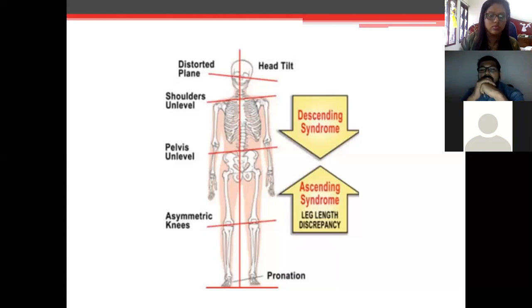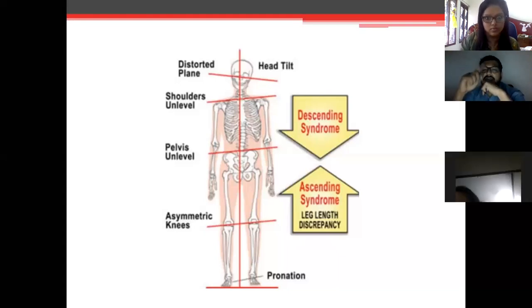At the same time, sometimes the patient has a pronation or a leg length discrepancy. Then it starts up, it moves up, and for that the pelvic area will change. So that will cause shoulder drooping, all those things. Then that will ultimately lead to pain in the TMJ and headache, all these things.